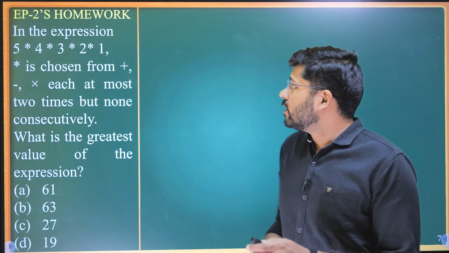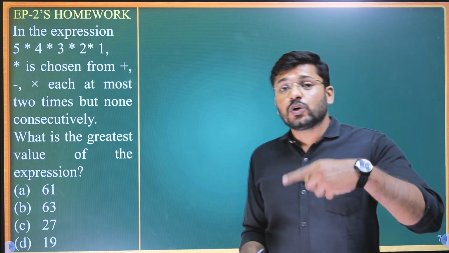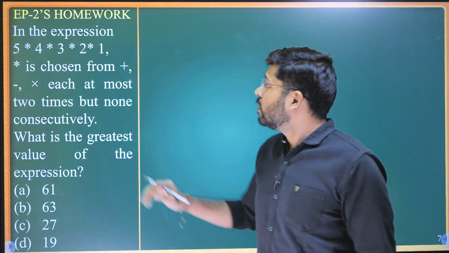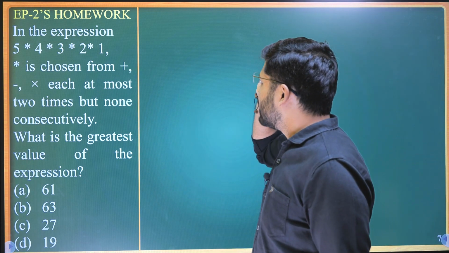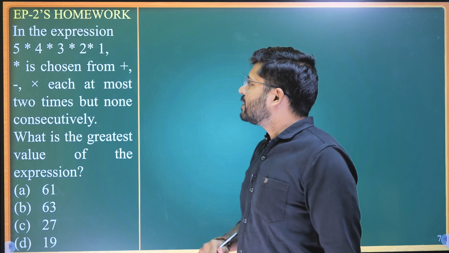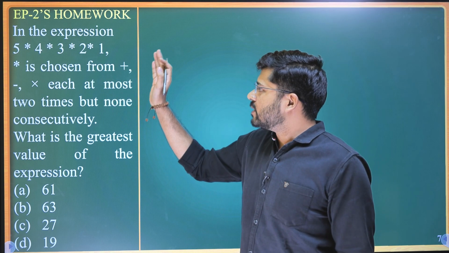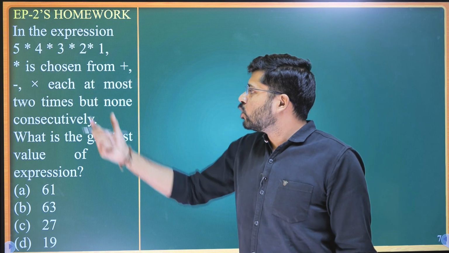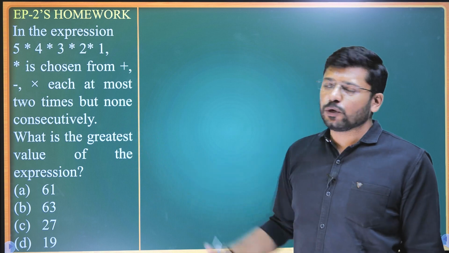Okay. Now we shall discuss the answer to yesterday's homework question. This was your homework question. It was based on the concept of BODMAS: 5 star 4 star 3 star 2 star 1. In this expression, star is chosen from plus, minus, into, each at most 2 times, but none consecutively.